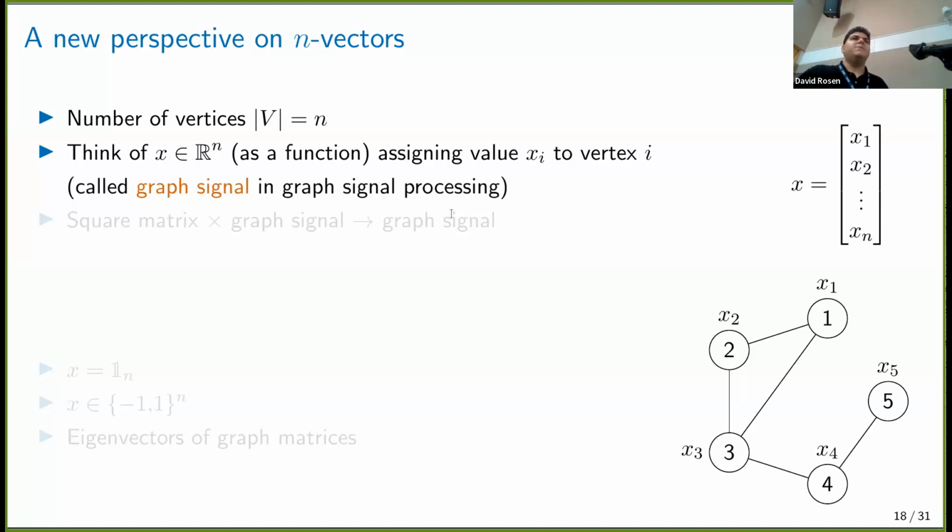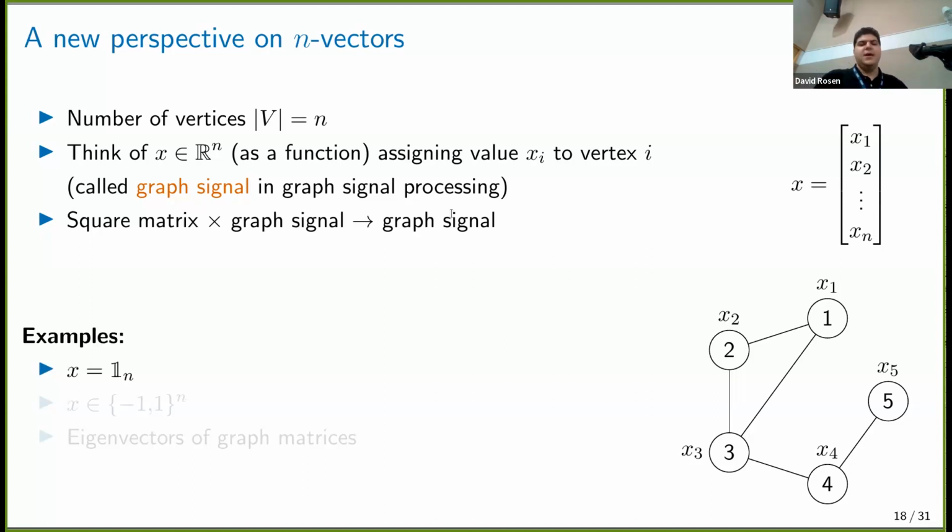I'm going to borrow some terminology from graph signal processing, where you can call these graph signals. This is going to save me some time. It's obvious that if I multiply a graph signal, a vector of size n, by a square n by n matrix, I'll get another vector of size n. So I'm essentially getting another graph signal. I had values for each vertex of my graph, and after this operation, I'll get another set of values for the vertices of my graph. And you can imagine you can put any n vector there.